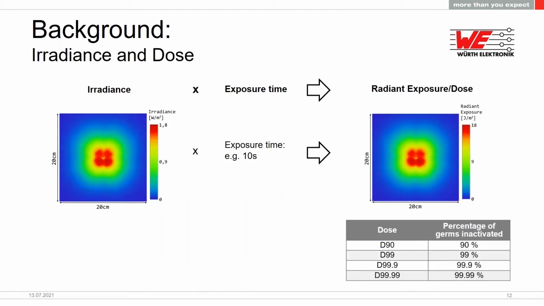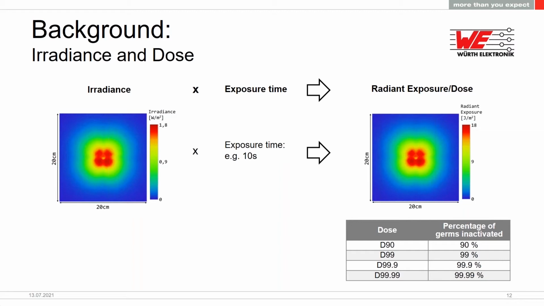Now for disinfection, not only this irradiance is important, but also the time you apply this irradiance on your surface. So what's really important for disinfection is the radiant exposure, or dose, in the end. And you can get this if you have a certain irradiance in your system, and then you apply this irradiance for a certain exposure time. So you leave your LEDs on for a certain time, and you multiply those two values. Then what you get is the radiant exposure or dose. So it's actually the amount of energy per square meter that is coming onto the surface.